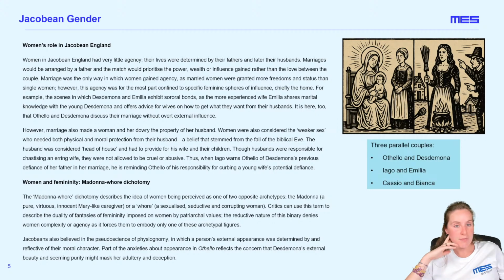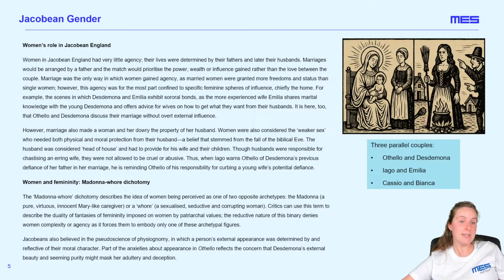Marriages would be arranged by fathers. The match would prioritise the power, wealth or influence gained rather than love between the couple. Marriage was the only way in which women gained agency, as married women were granted more freedom and status than single women. However, this agency was for the most part confined to specific feminine spheres of influence, chiefly the home. So, this idea of the domestic sphere as the woman's domain and the external world as the man's domain.